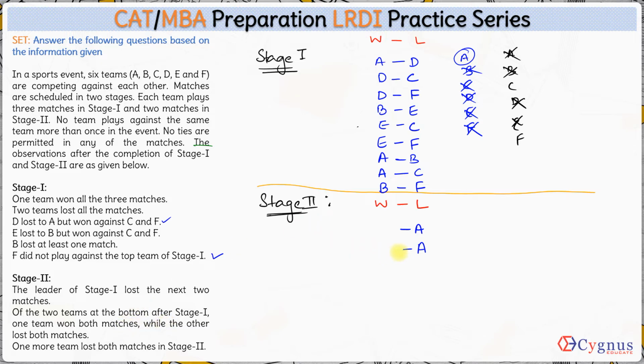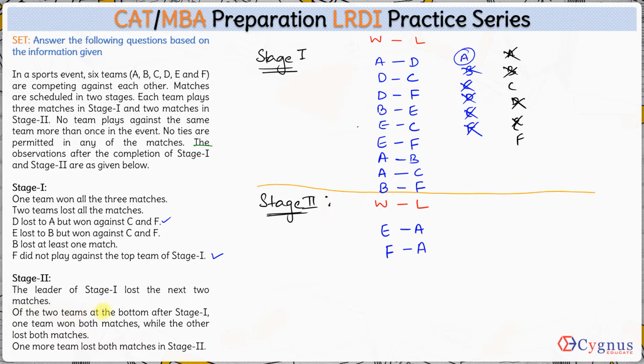Now for A, before we move on to the second point, A has played with B, C and D. So A has to play versus E and F in the second stage, and A loses both its matches versus E and F as well. That means E won at least one of its matches in the second stage. F also wins at least one of the matches in the second stage.